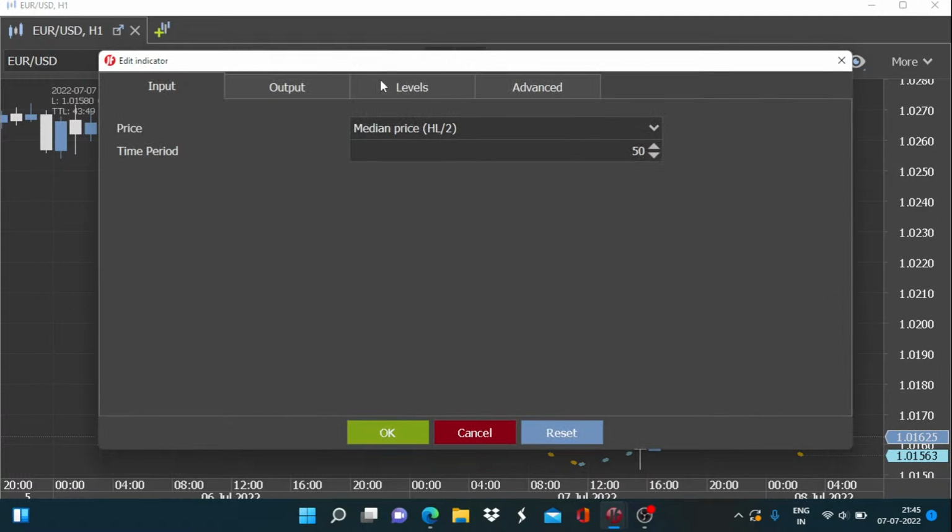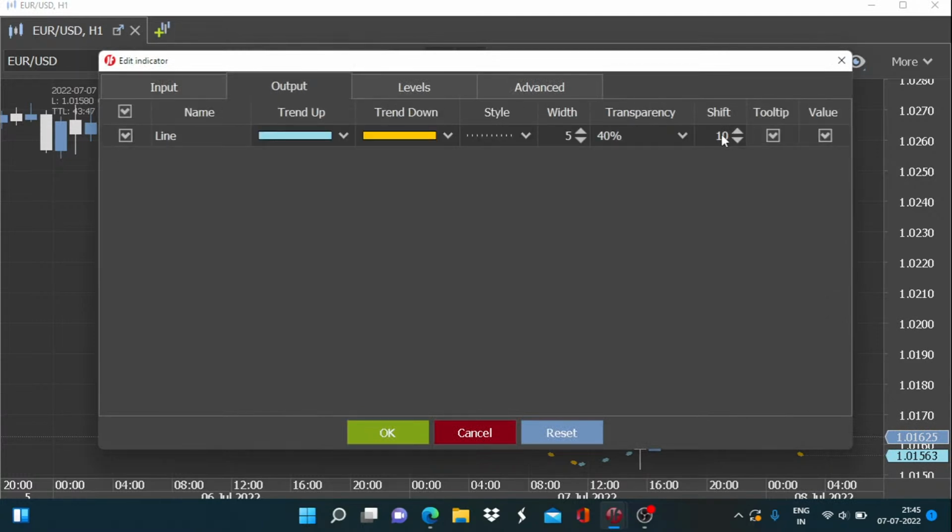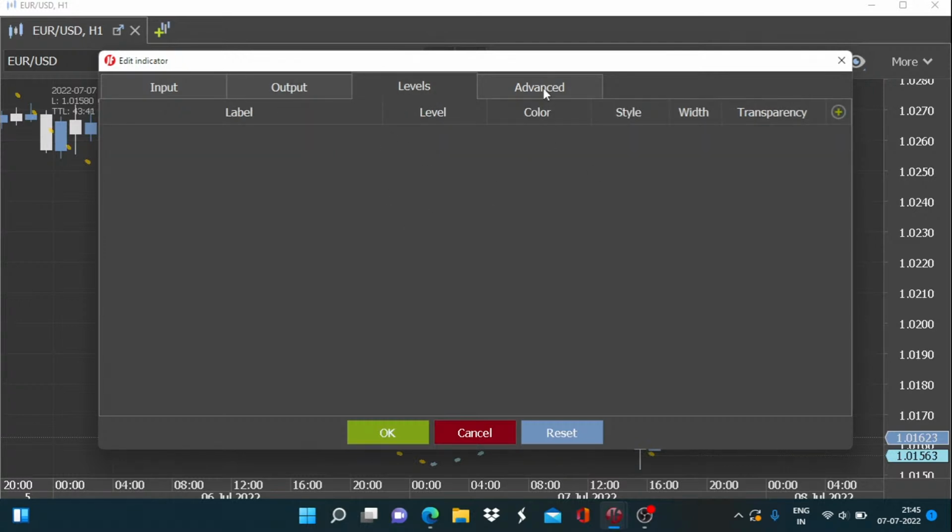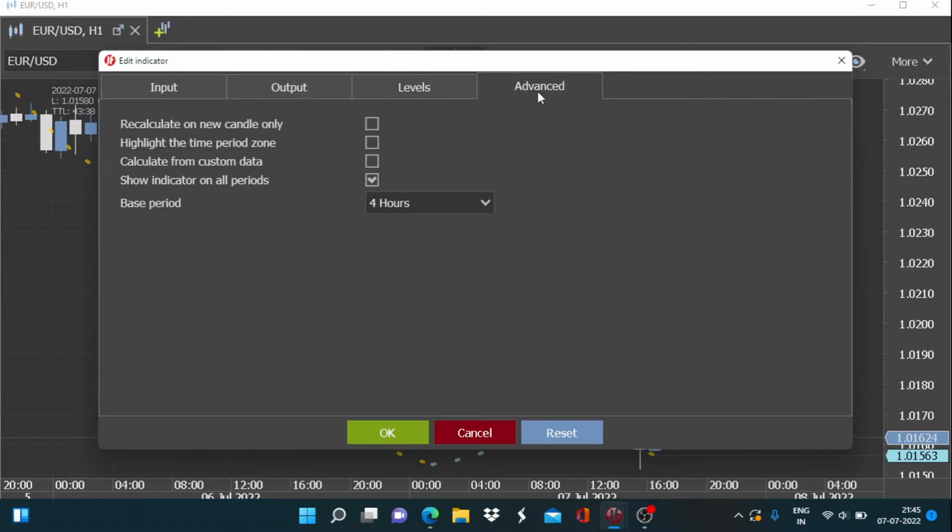Okay, so I will again edit and set the shift value to 0. So we will have the current values. Then levels, there are no options provided to us here. Then there are some advanced options. Whenever you want the calculation to be done on a new candle, then you have to tick this.